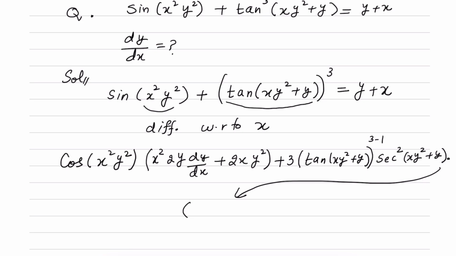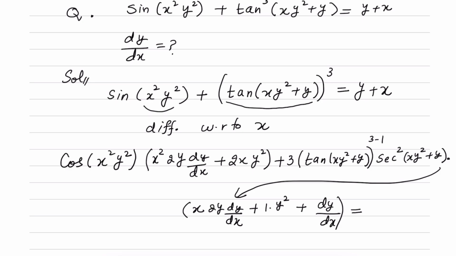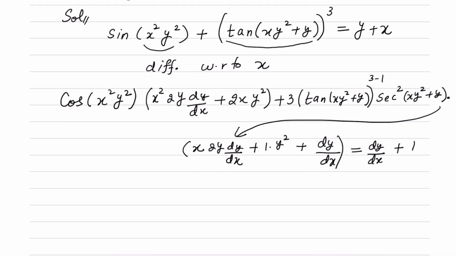xy²+y. So first the derivative of the term xy², which is written as the product of two terms, x into y². So we will apply the product rule. First term as it is, and the derivative of the second term, which is 2y dy/dx, plus the first term's derivative. The first term is x, its derivative is 1, and the second term as it is, plus the derivative of y. The derivative of y with respect to x is dy/dx, plus the derivative of x with respect to x, which is 1. Let's simplify this expression.